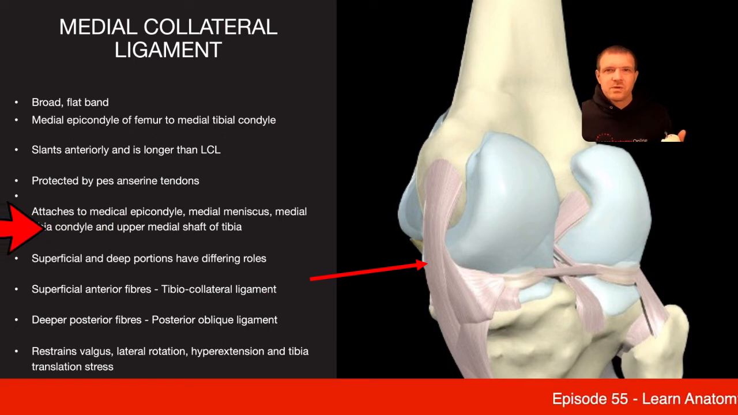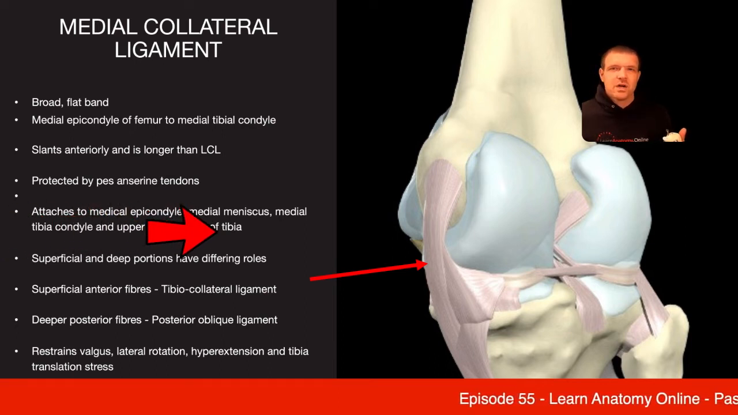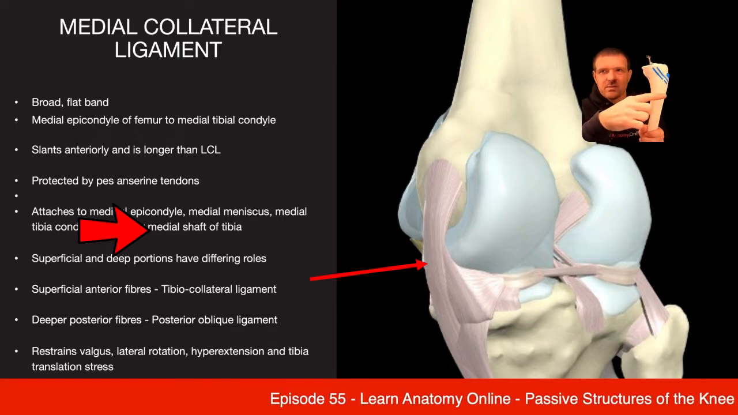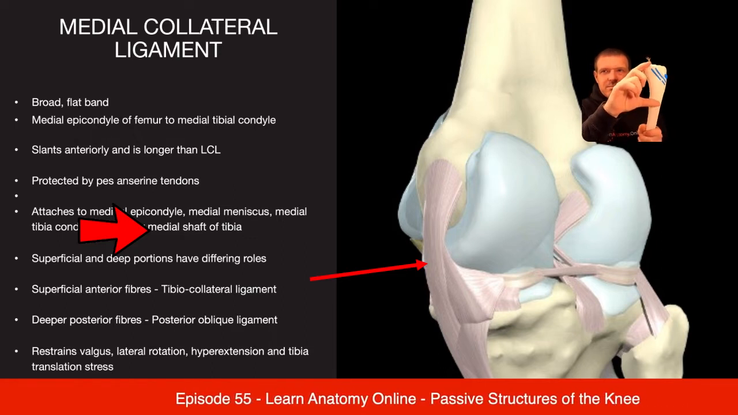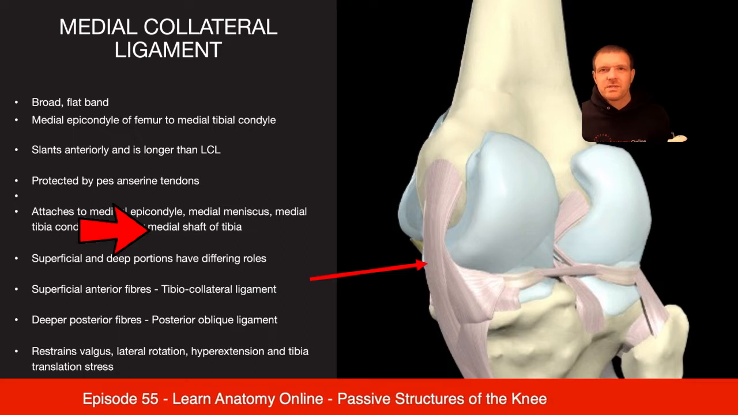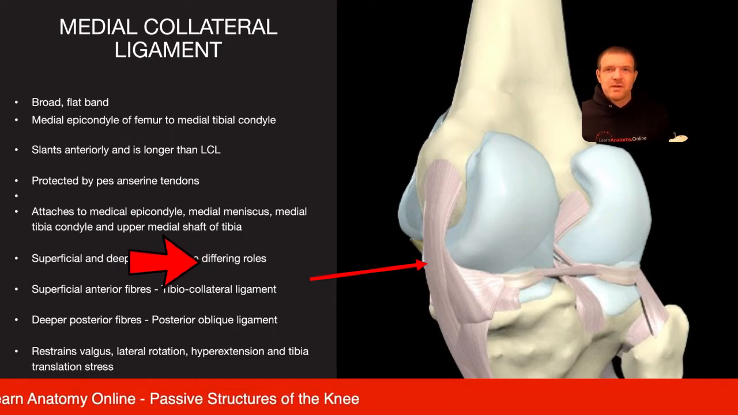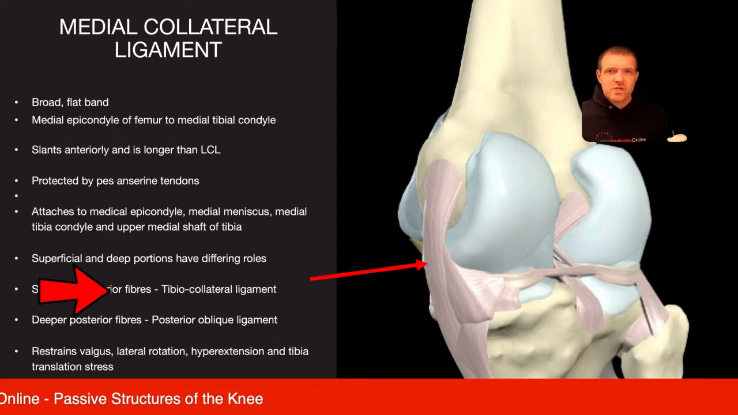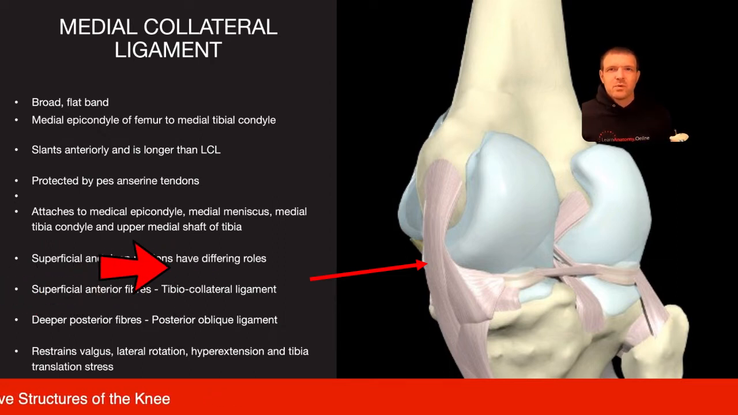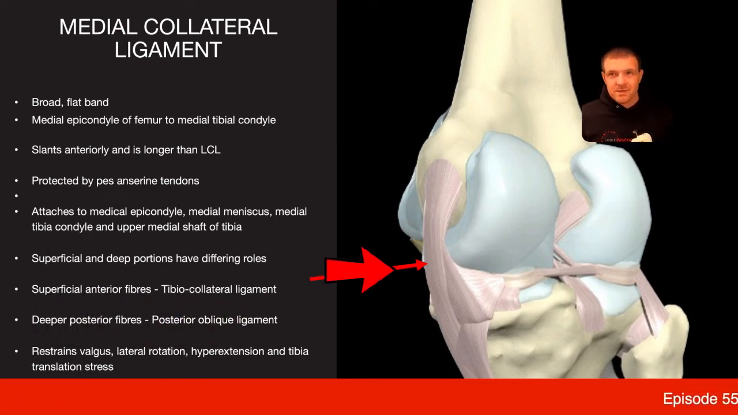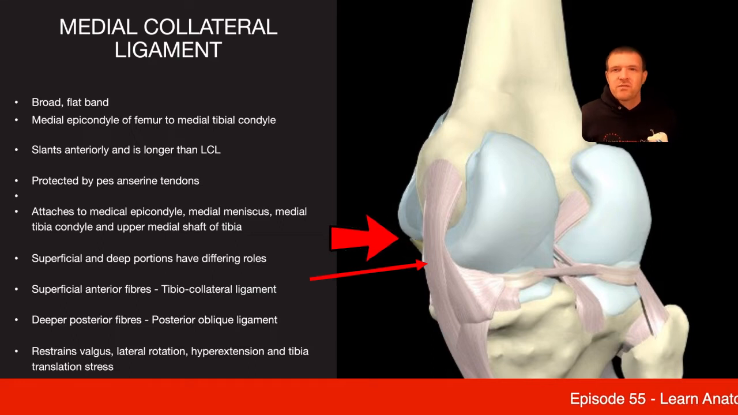So the medial tibial condyle and upper medial shaft of the tibia. That's where it goes down to here. So probably around about there, that kind of proximal third of the tibia. There are superficial and deep portions, and they both have different roles. The superficial anterior fibers are more the tibio-collateral ligament, and the deep posterior fibers more the posterior oblique ligament. But they both work together.